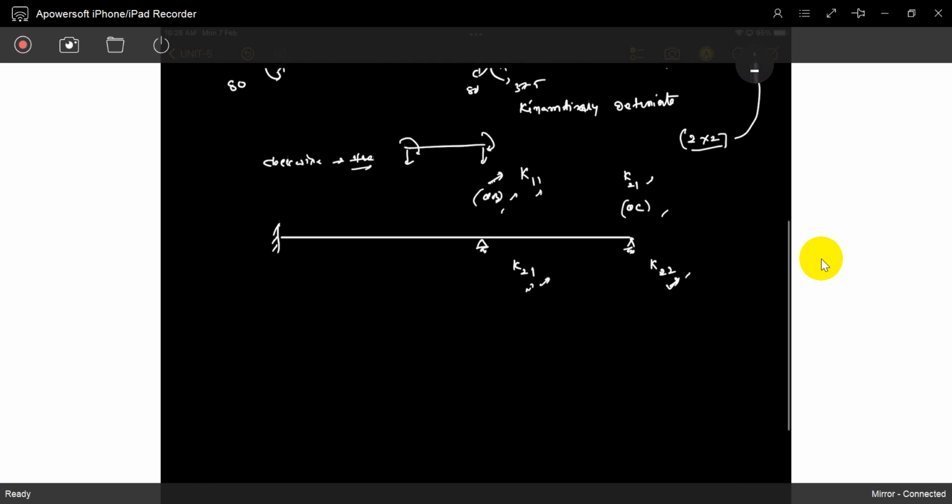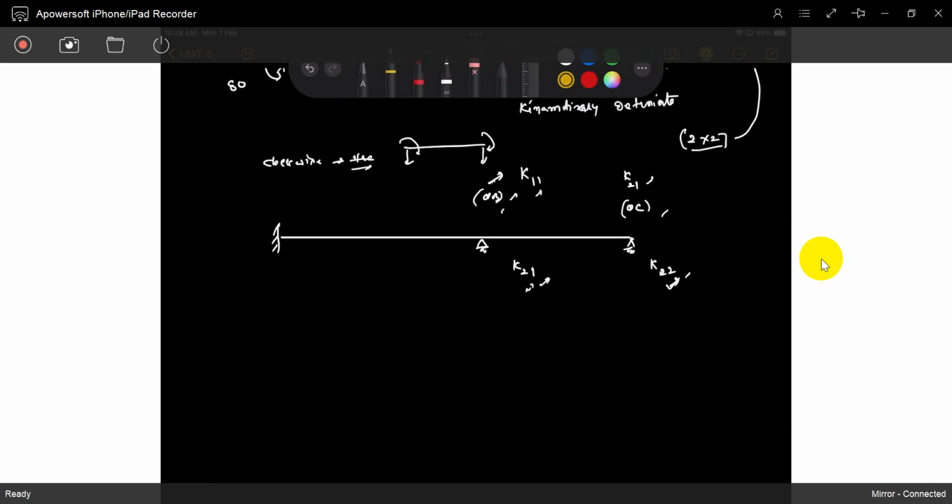See, now you can see. First you have to apply a unit rotation at theta B. This length is 4, this length is 3. Unit rotation in clockwise direction. So unit rotation in clockwise direction, how is it going?